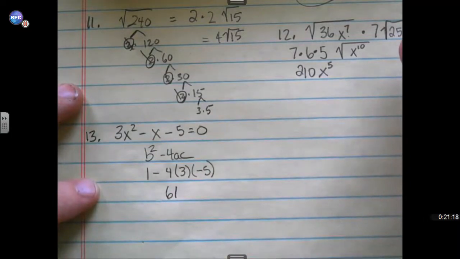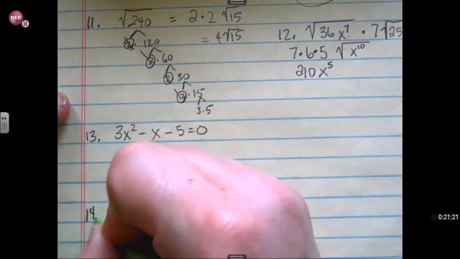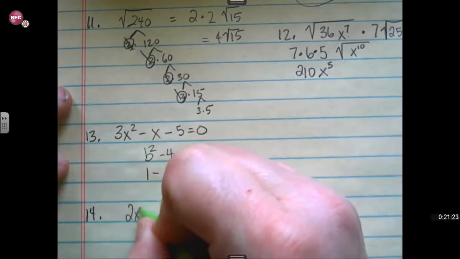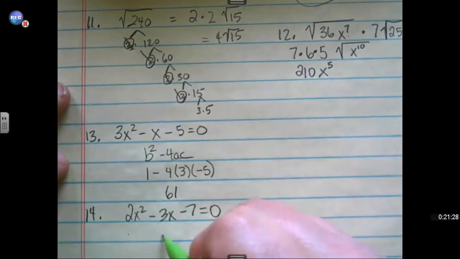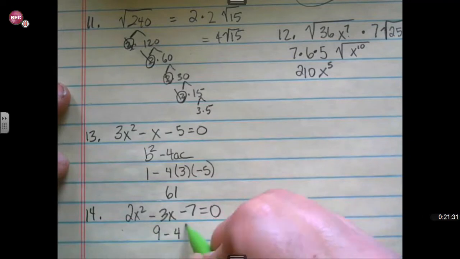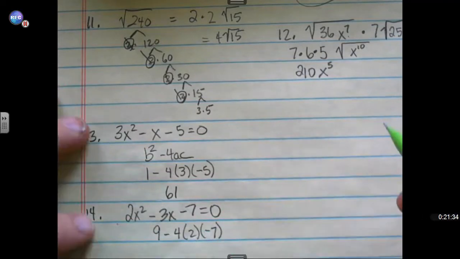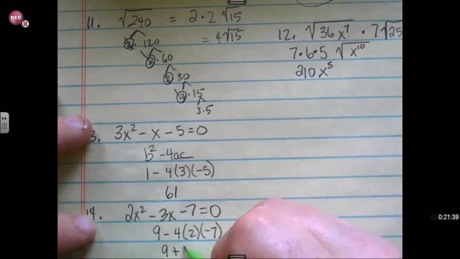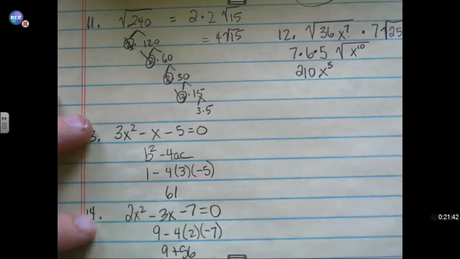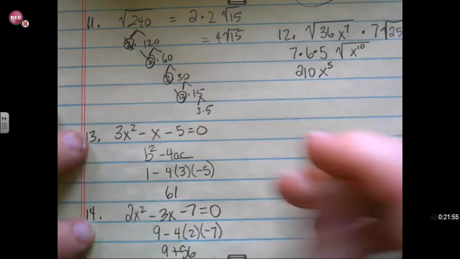And then number 14 says use the discriminant to determine the nature of the roots, and without solving. So again, 9 minus 4 times 2 times negative 7. That's going to be 9 plus 56, which is 65. All right there. And so that is a positive number.